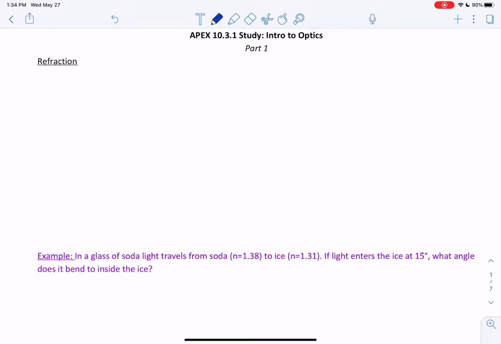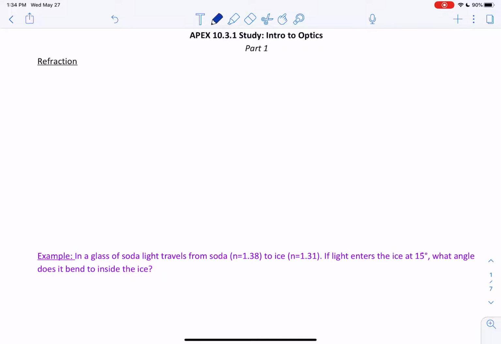Hi everybody, in this video I'm going to go over APEX section 10.3.1, which goes over an introduction to optics. Now I've broken this study section into 3 videos, so this is just the part 1 video. And in this part I'm going to go over refraction and reflection, okay?